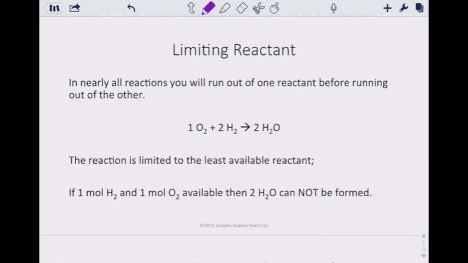In nearly all reactions you'll run out of one reactant before running out of another. And so we'll run out of something before we run out of something else. And so we have a limiting and we have an excess. So the reaction is limited to the least available reactant. So the limiting reactant limits the amount of product that can be produced, or it limits that reaction. So if 1 mole of hydrogen gas and 1 mole of oxygen are available, then 2 moles of water cannot be formed because we don't have the right mole ratio. We have that limiting reactant.